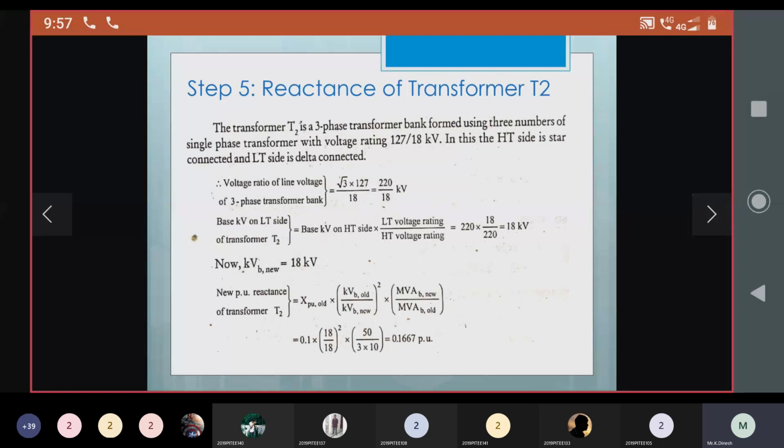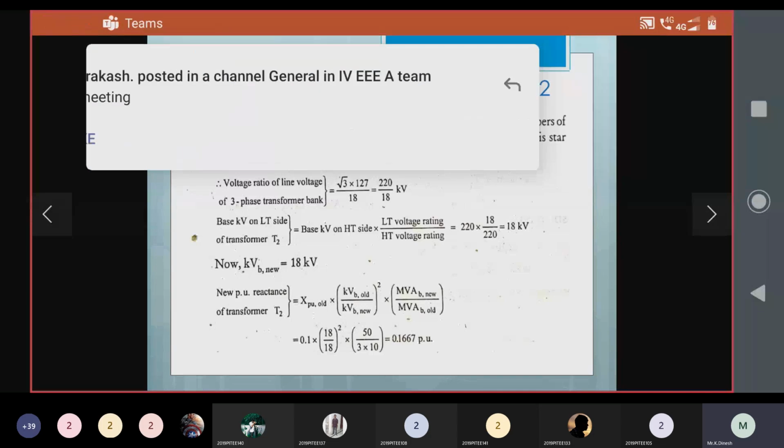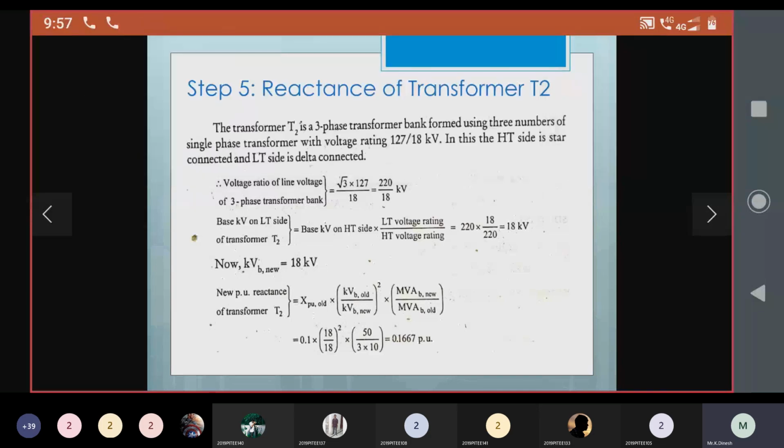So here we have the change of base on LT side. So the relation is base kV on HT side into LT voltage rating by HT voltage rating. So 220 into 18 by 220. So 220 get cancelled, you have 18 kV. So hereafter your kV new value is 18. So based on the kV value 18 kV, you have to calculate the new reactance for transformer T2.